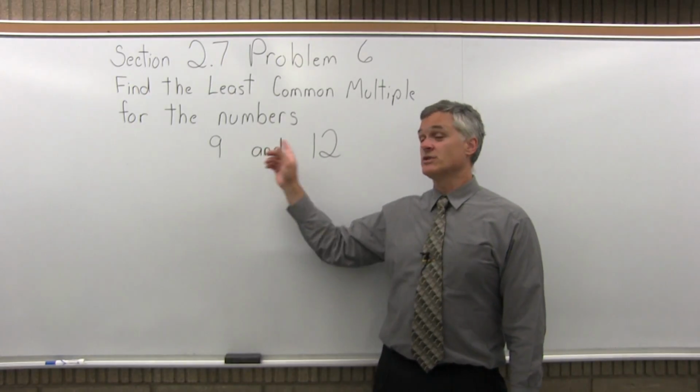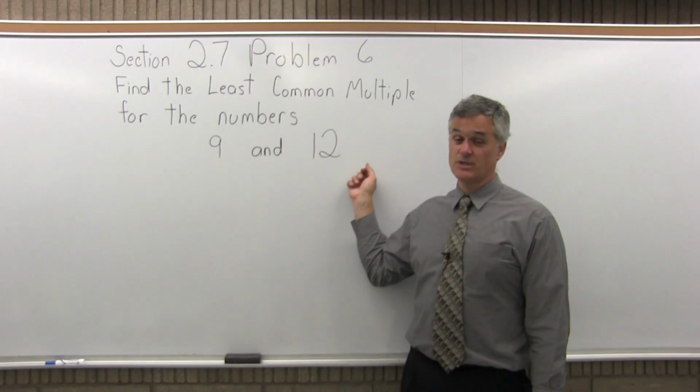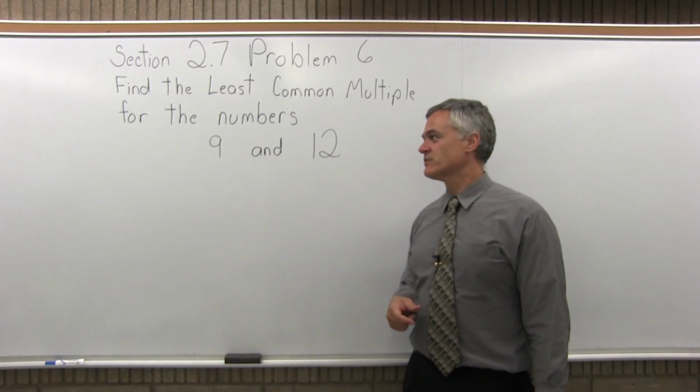9 divides into 36 evenly, 4 times 9 is 36. 12 also divides into 36 evenly, 3 times 12 is 36. And there's no number smaller than 36 that works.